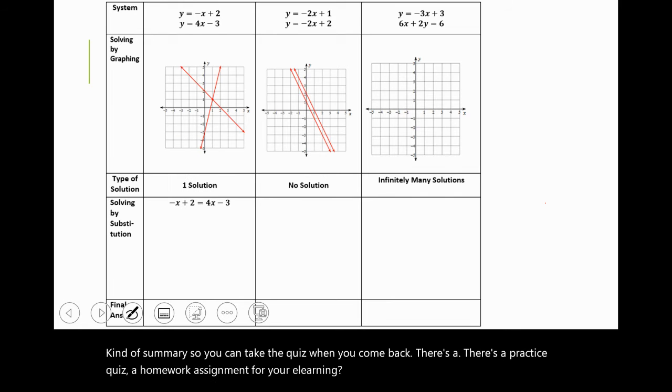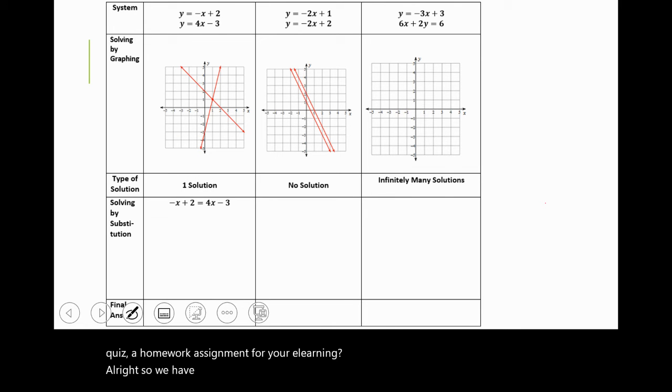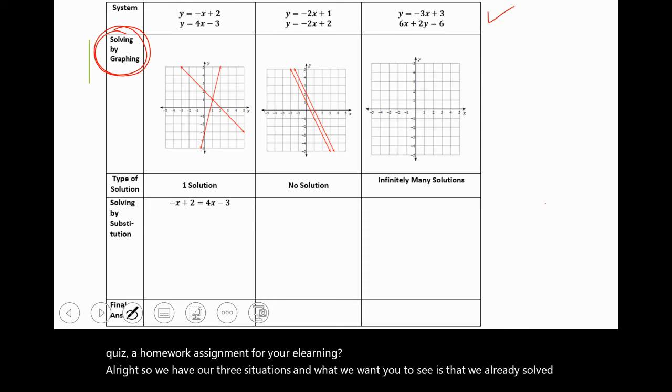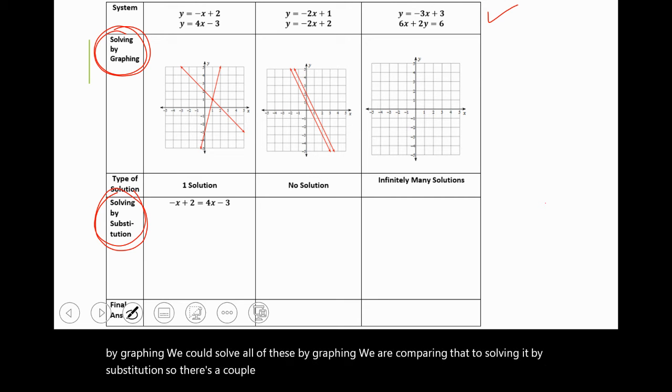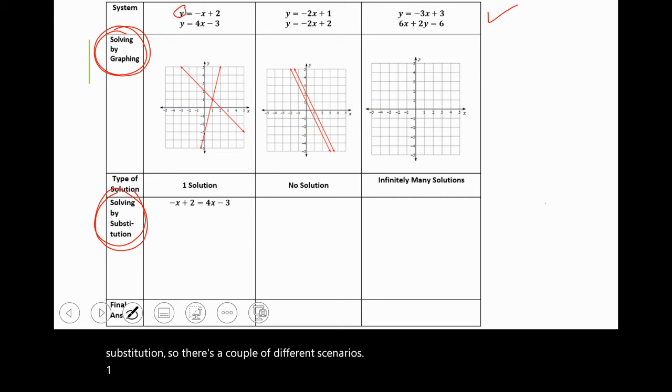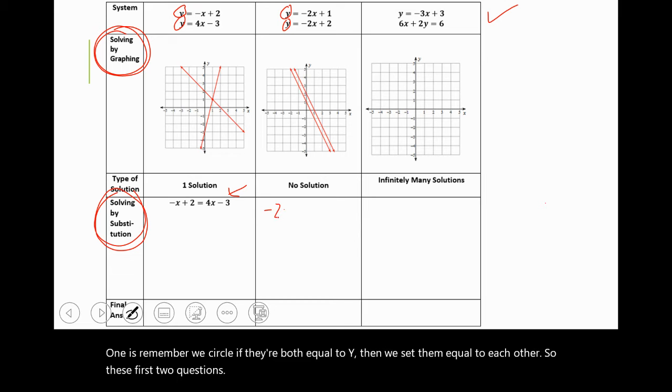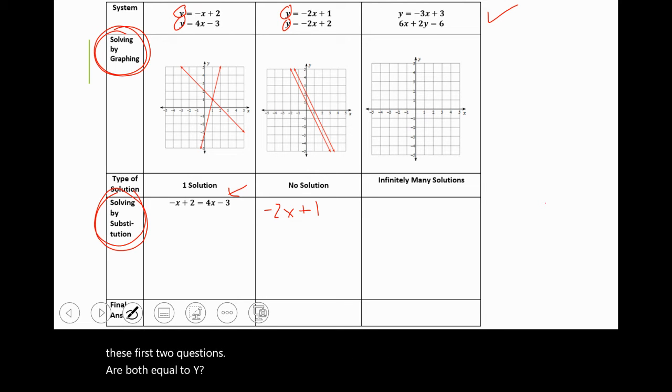All right, so we have our three situations, and what we want you to see is that we already solved by graphing. We could solve all of these by graphing. We are comparing that to solving it by substitution. So there's a couple of different scenarios. One is, remember, we circle if they're both equal to y, then we set them equal to each other. So these first two questions are both equal to y, so we set them equal to each other.